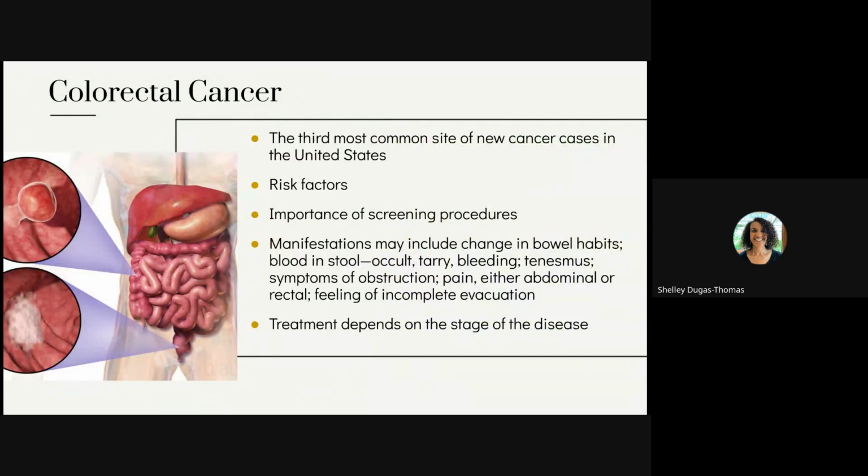Colorectal cancer is the third most common site of new cancer cases in the United States. Risk factors include age, family history, diet, and lifestyle, highlighting the importance of regular screening. Manifestations may include changes in bowel habits, blood in the stool, occult, tarry, or visibly bleeding, tenesmus, obstruction symptoms, abdominal or rectal pain, and a feeling of incomplete evacuation. Treatment is stage dependent and may include surgery, chemotherapy, radiation, or a combination of these therapies.